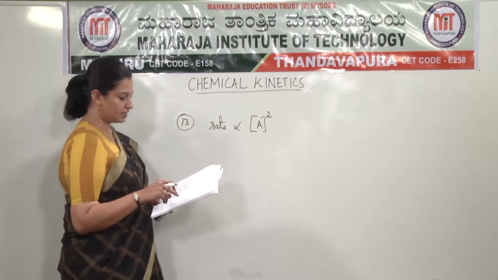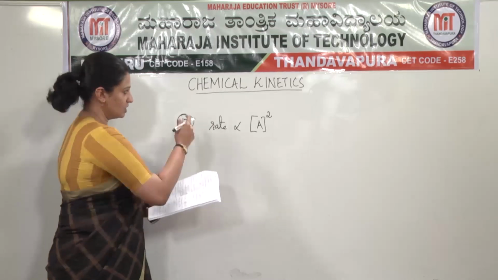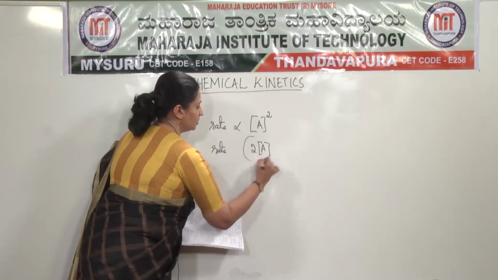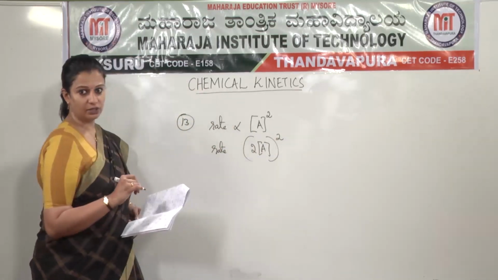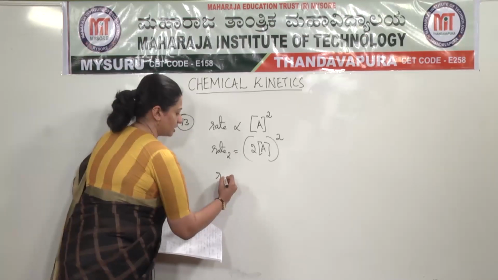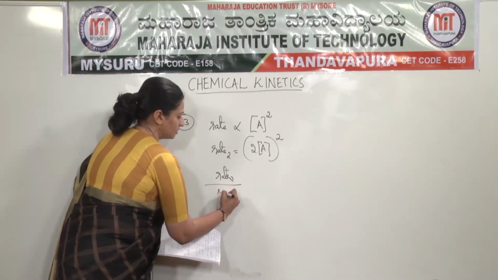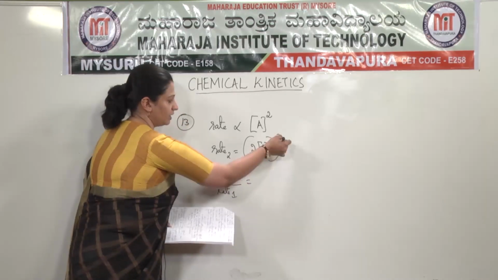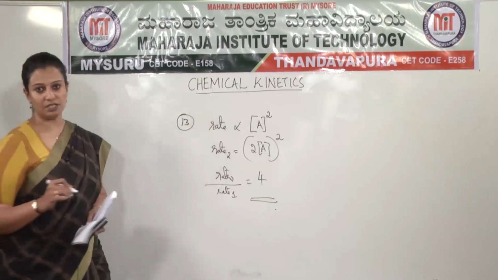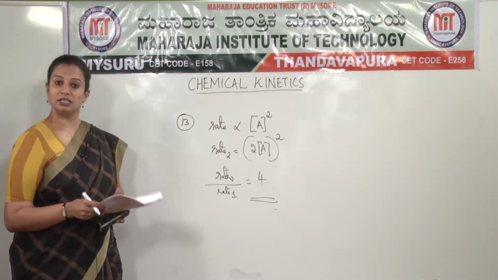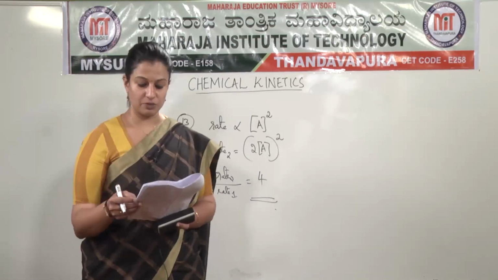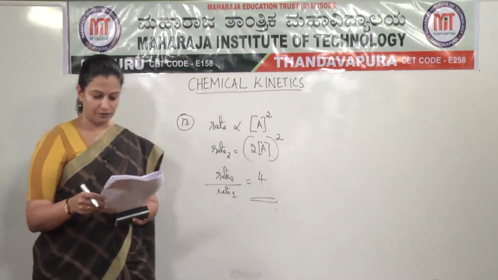So if it's a second order reaction, then doubling the concentration of A. If I double the concentration of A, what will happen? 2A the whole raised to 2. So this will be rate 2. Compared to rate 1, this will be rate 2 divided by rate 1. So A square will get cancelled. 2 square, which means 4. So the rate of the reaction will increase 4 times. On doubling the concentration of A, rate increases 4 times. Option D. Next is the 14th one.